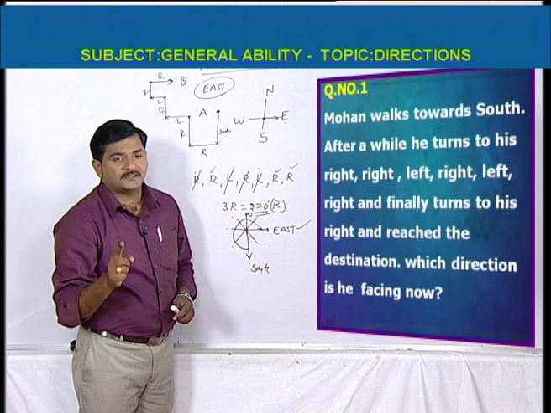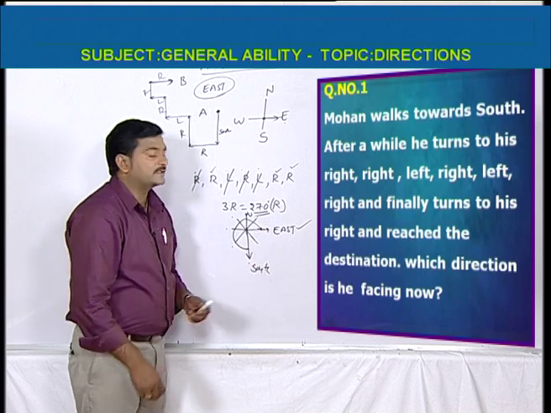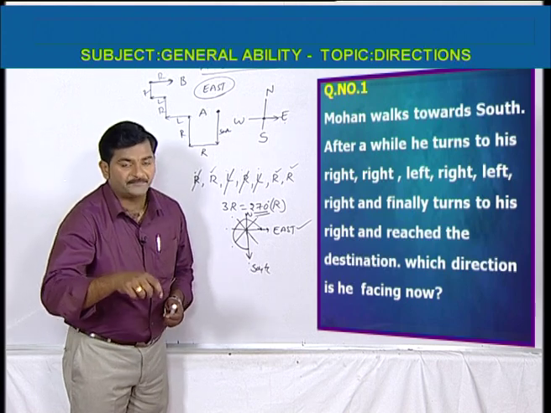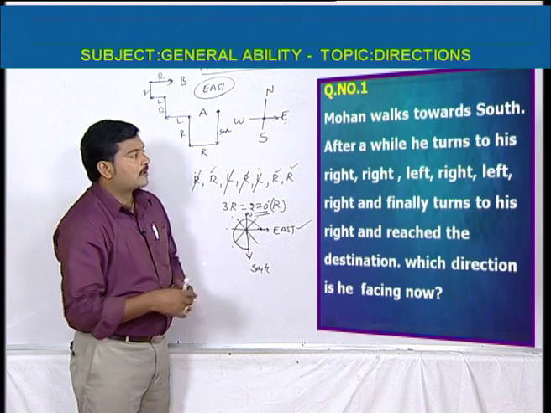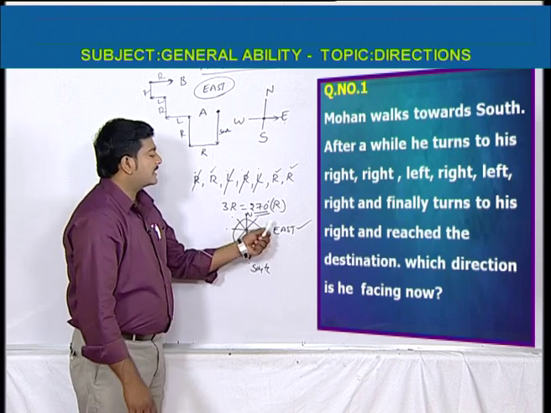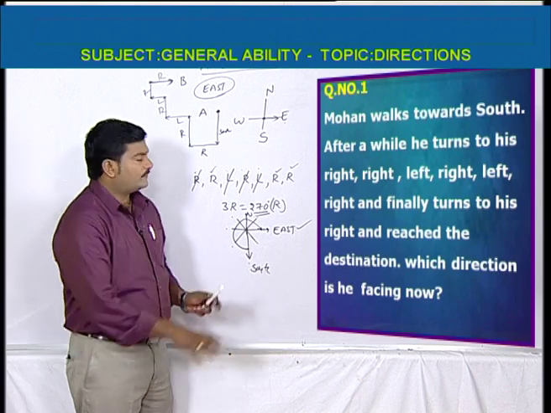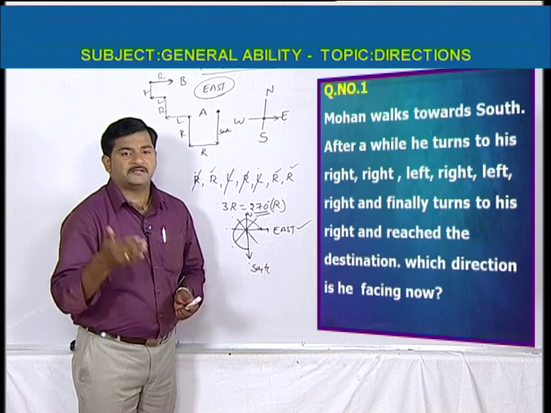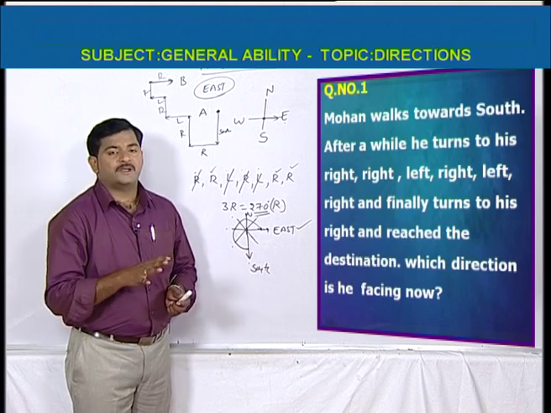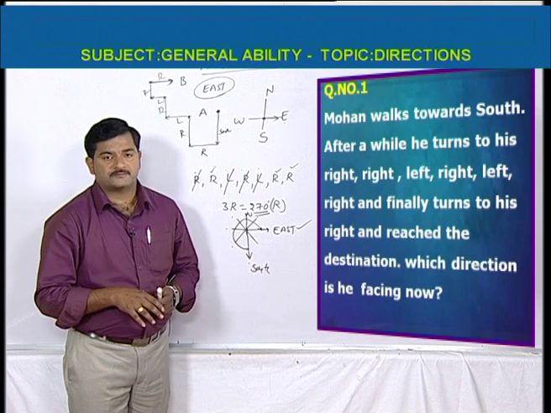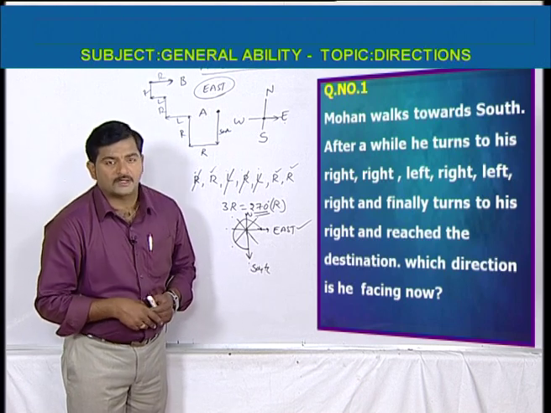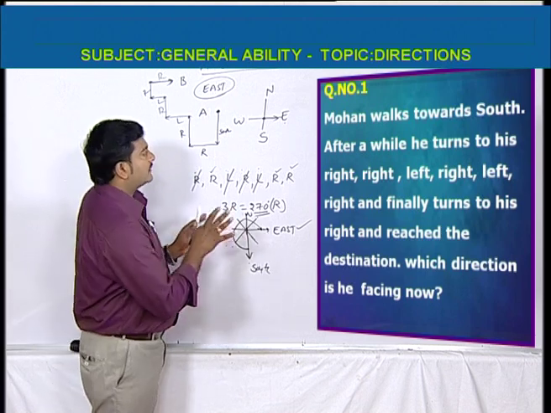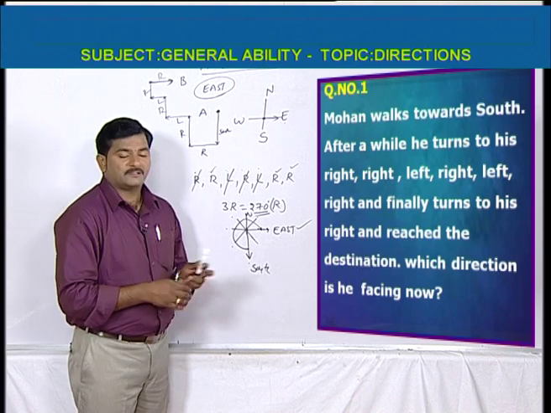After cancelling rights and lefts, I am getting 3 rights. 1 right is equal to 90 degrees, so 3 rights is equal to 270 degrees. Initially Mohan is walking towards south. From the south direction, on the right side, we have to apply how many degrees? 270 degrees. Hence we are getting which direction? East direction. If you follow this method, no matter how many rights or lefts there are, no issue. Simply apply the remaining rights or lefts to the initial direction, because initially Mohan is walking towards south. Hence the answer for this question is east.